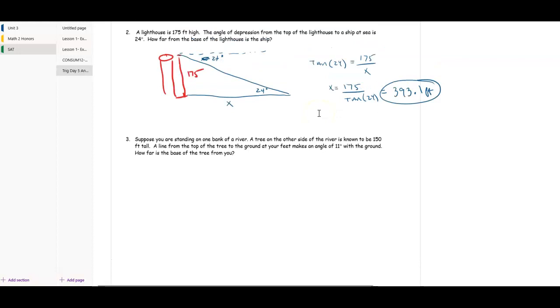Number three, suppose you are standing on one bank of a river, a tree on the other side. So you're standing here, right? And a tree on the other side, well, that's a horrible tree, right? Is known to be 150 feet tall. A line from the top of the tree to the ground at your feet makes an angle of 11 degrees. So right here, from the top of the tree, that angle, right, to your feet makes an 11-degree angle. Okay.